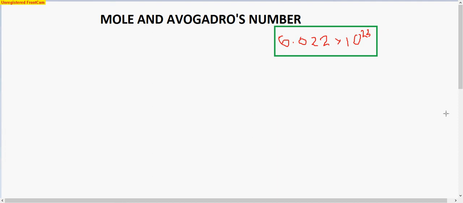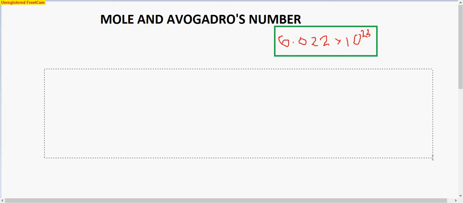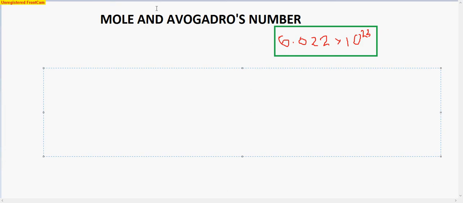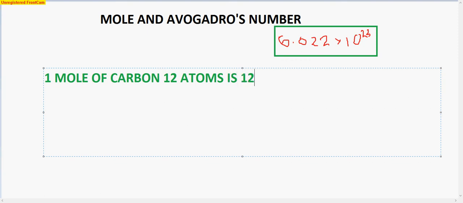Now, what is this mole concept? If you search in Wikipedia, you'll get it like this. Write it down. 1 mole of carbon 12 atoms is 12 grams.